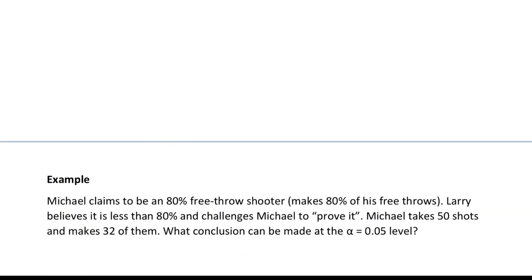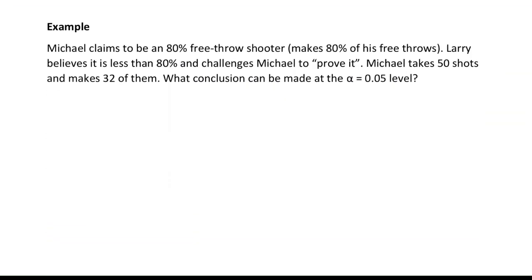All right, so let's go ahead and look at an example of this. Michael claims to be an 80% free throw shooter. In other words, he makes 80% of the free throws he attempts. Larry believes it is less than 80% and challenges Michael to prove it. Michael takes 50 shots and makes 32 of them. What conclusion can be made at the 5% alpha level?